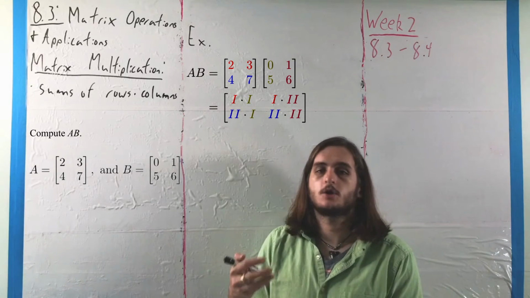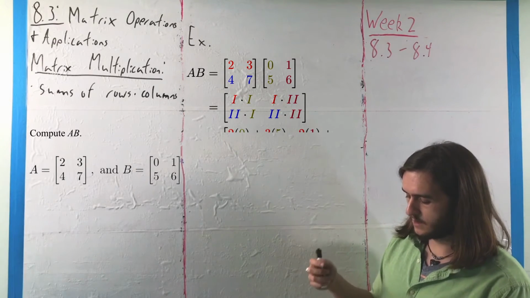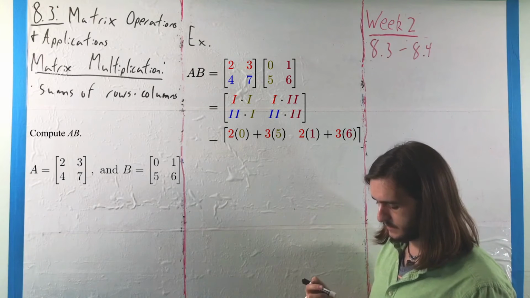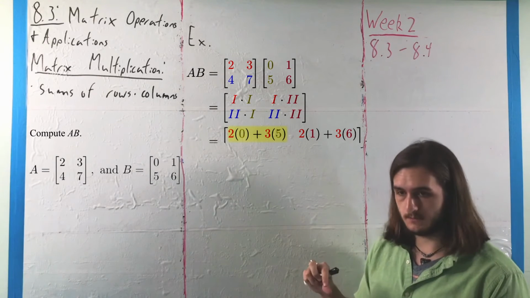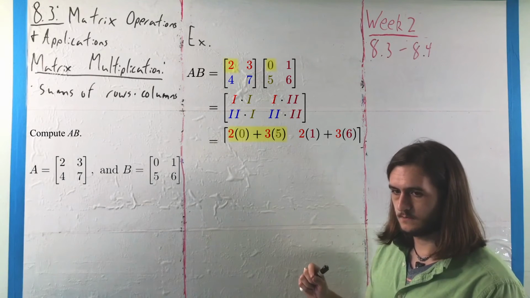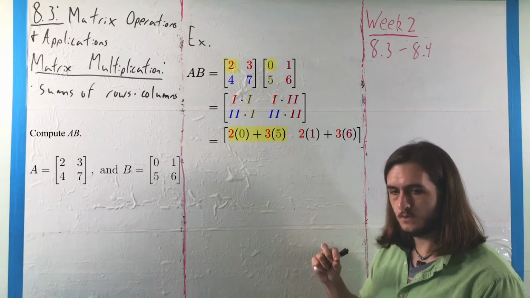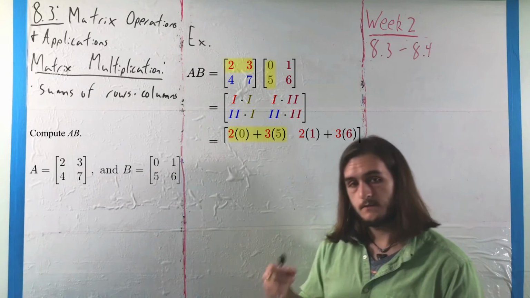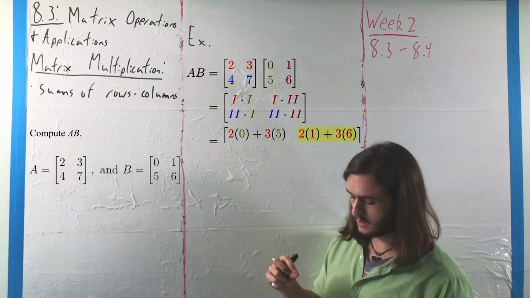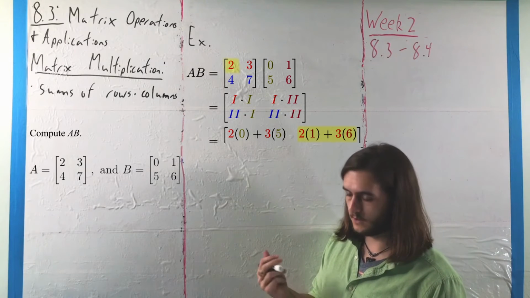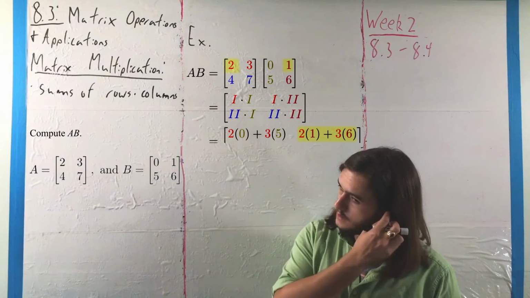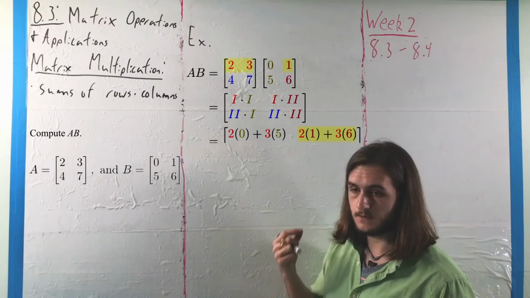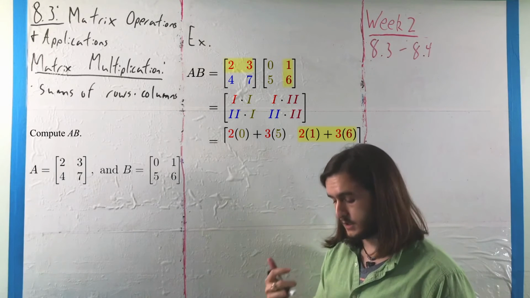And then how we stick them together is in terms of those combinations, where for 1, 1, we have the slot 1, 1 in each being multiplied, so 2 times 0, plus the slot 1, 2 multiplied by 2, 1, which here is 3 times 5, while for the 1, 2, we're going to take the 2 in slot 1, 1 of A and multiply it by the 1 in slot 1, 2 of B, plus the 3 in 1, 2 times the 6 in 2, 2.